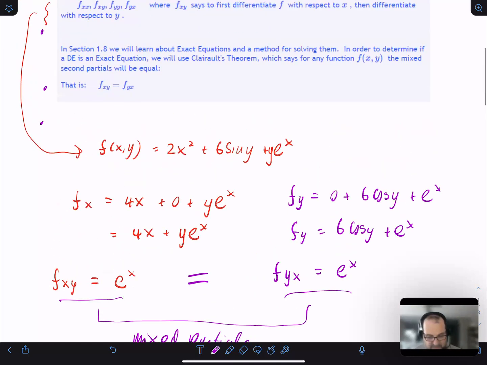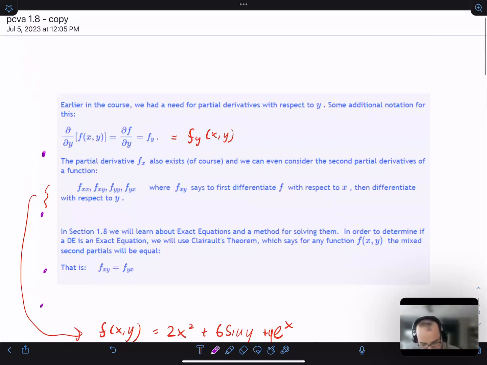So if I may go back up here a little bit. There is a theorem here called Clairaut's theorem. Clairaut's theorem is that for any function f of x sub y, the mixed second partials will be equal. That is, f sub xy is equal to f sub yx. So that should always be the case.